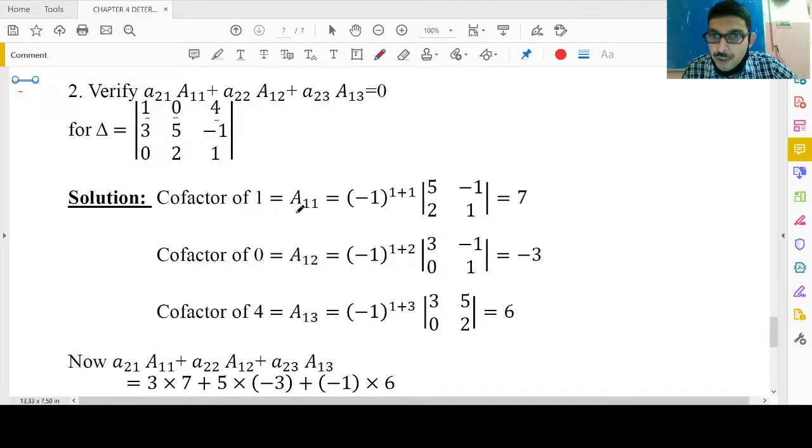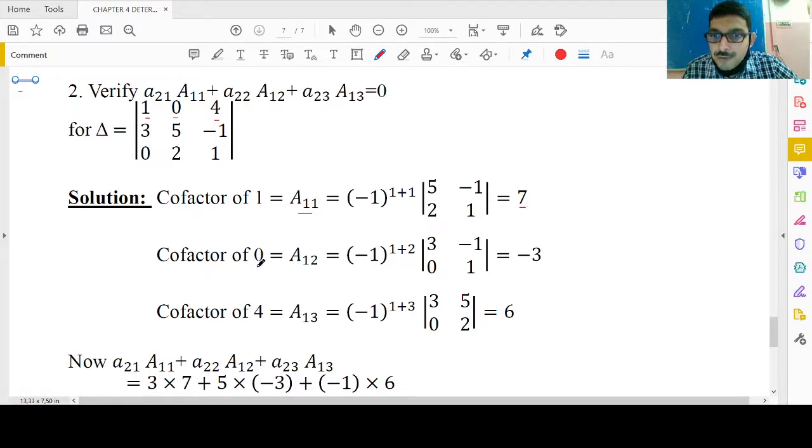Now we are taking the cofactors of elements of first row. So cofactor of 1, that is a11, so minus 1 to the power 1 plus 1, we delete first row, first column, so it will be determinant 5 minus 1, 2, 1, so it will be 5 minus of minus 2, that is 7. Here it is positive, minus 1 square, so it will be same as the value of the determinant, that is 7.